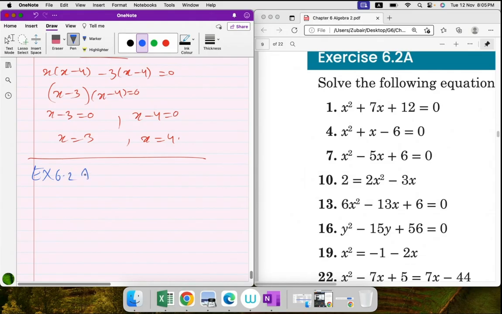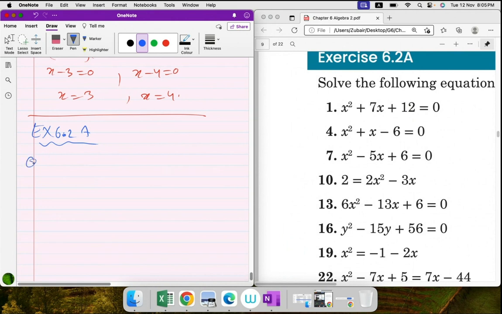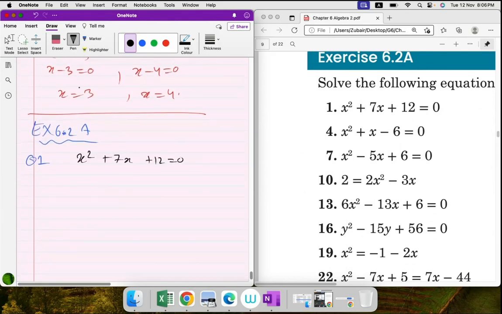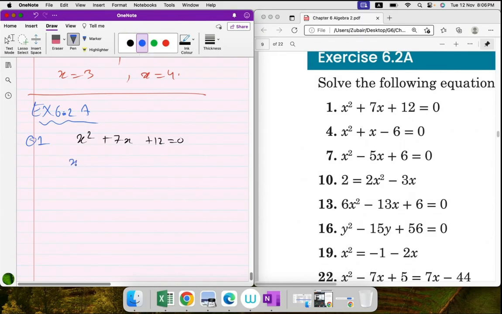Exercise 6.2a. Question number 1: x squared plus 7x plus 12 equals 0. This is similar to the one we just did, but the sign is different. That was minus 7. This is plus 7. So x squared plus 4x plus 3x plus 12 equals 0. Sum of these two is 7 and product is plus 12. x common, x plus 4, plus 3 common, x plus 4 equals 0.